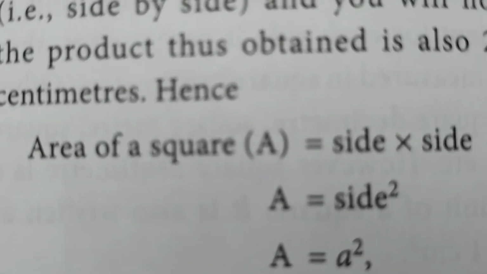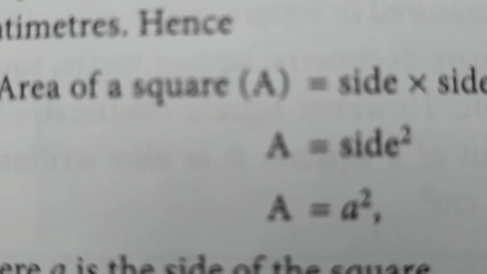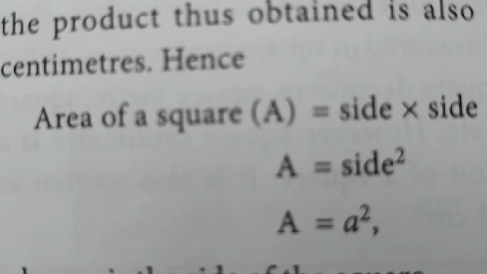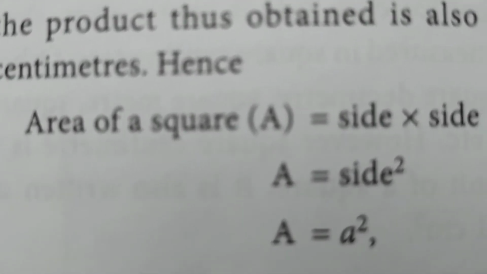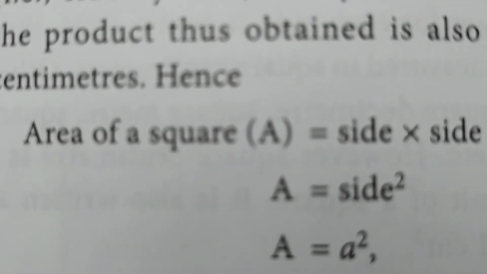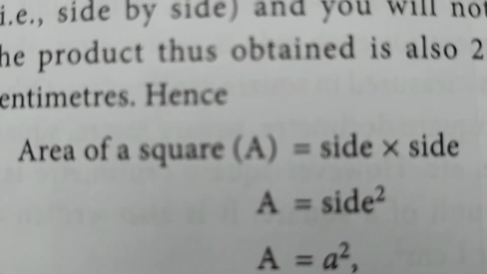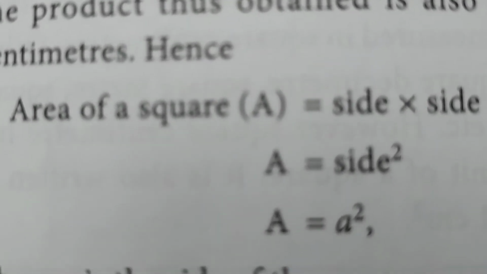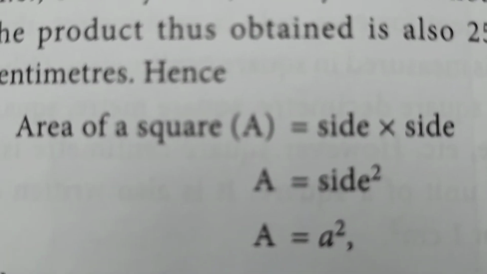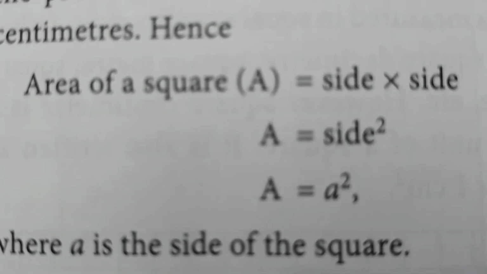So here the area of the square is side into side, where A is equal to side square. If you denote the side with A, it is A square; if you denote the side with S, S square; if you denote it with P, like that. The alphabet which we use, that into that, two times. So A into A, or S into S, or X into X, like that we write. Area of the square is side into side. Area is always measured in square units, where here A is the side of the square.